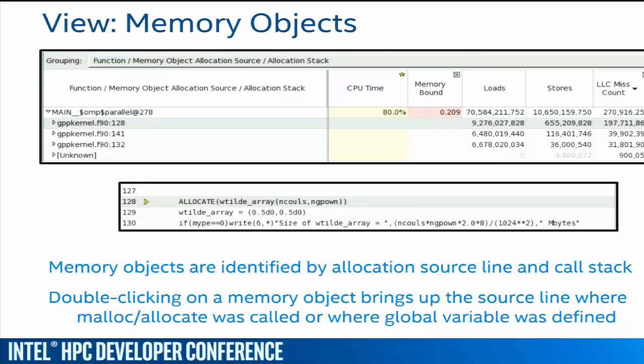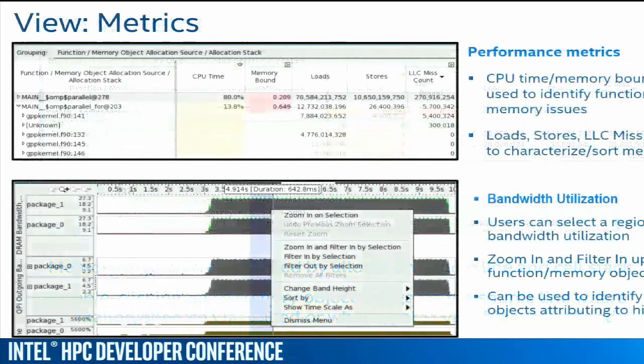You go down there and look at line 128 and you say, okay, that was where we allocated the W tilde array. So if we go and replace that call with a decorated call to put it in high bandwidth memory, we'll then get the benefit there. And so in this way, you can actually drill down to where you need to modify the code to make best use of flat mode.